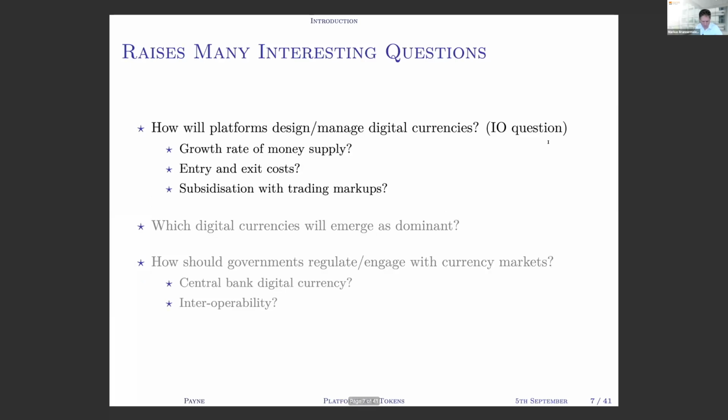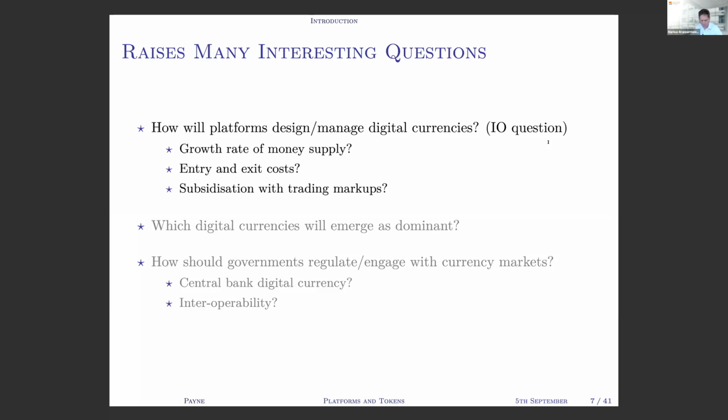Okay. So I think we kind of already got here in some sense. This approach is going to raise a lot of the questions which you guys are raising right now, which is really good. The first question, the one we're really going to talk about today, is this IO question. How will a platform design and manage digital currencies? To what extent are they going to grow the currency stock to try to get seigniorage? How do they impose entry and exit costs? Do they want to subsidize trading with markups or not? That's the IO question we're going to go after today, and we'll build a model, do some critique of that, and think about how to extend it.